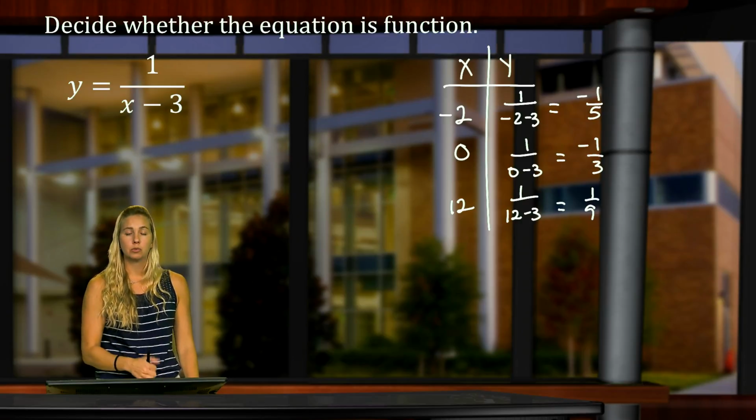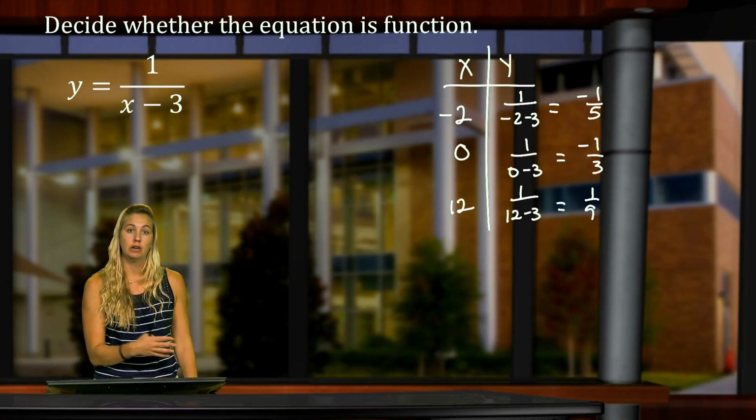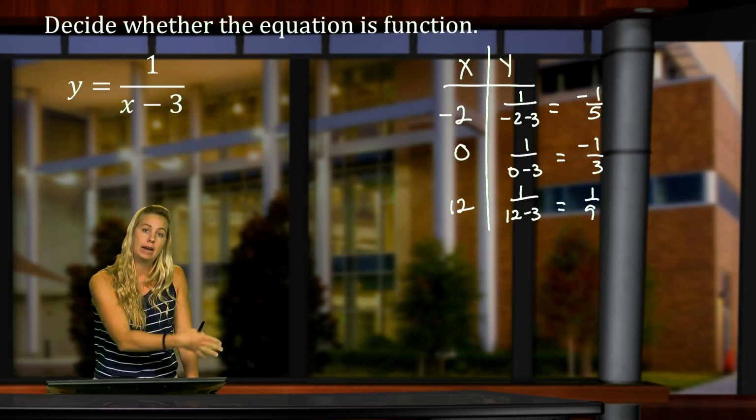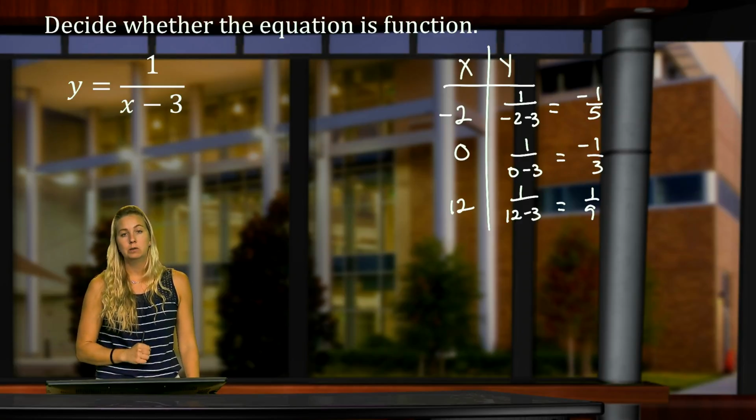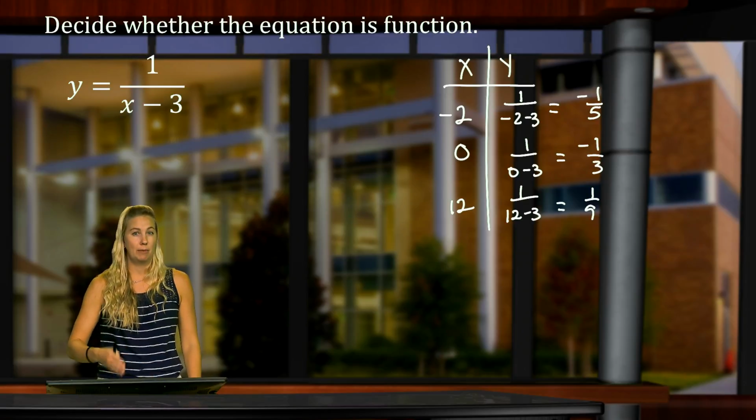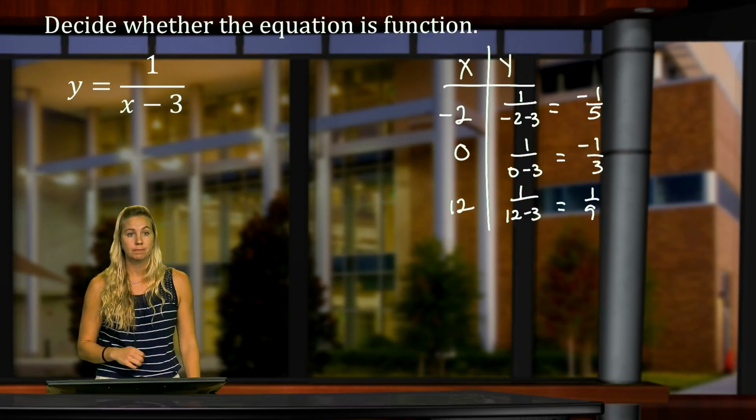So again, I see that I only got one output for that particular x value. And these x values were completely random. I wanted to get a good variety of numbers, so I looked at some negative numbers, I looked at 0, and I also looked at positive values. But I'm pretty confident that no matter what I choose for x, I'm only going to end up getting one y value.